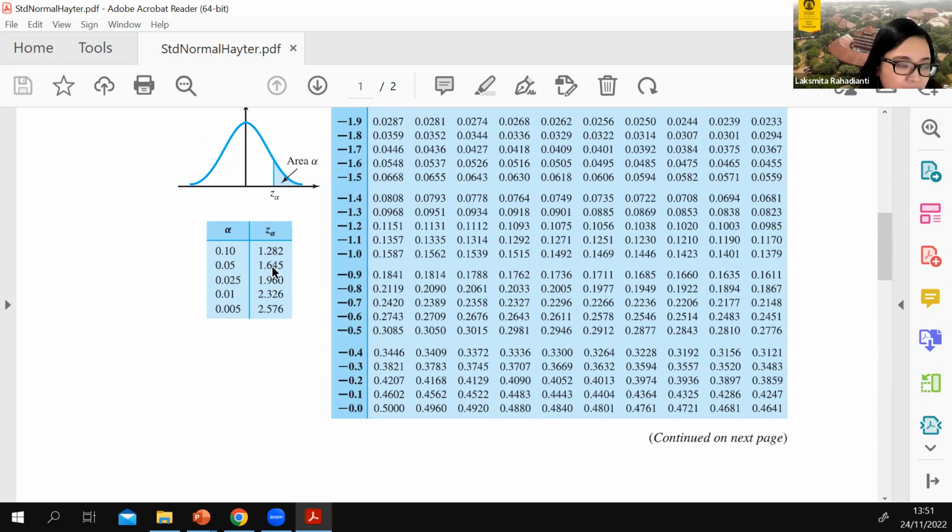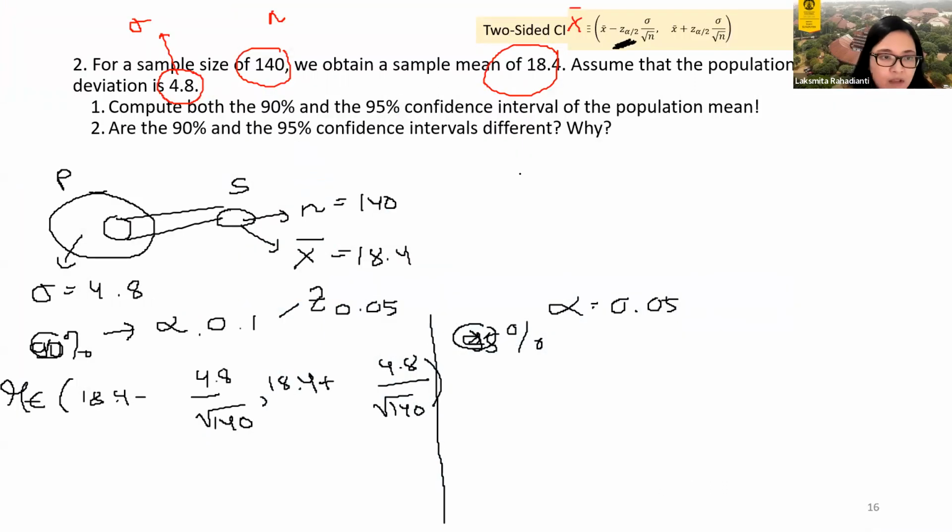It's 1.645. So now I'm going to use that value here since I need to get z of 0.05, which we already looked up, it's 1.645. And I'm going to let you finish the computation here.